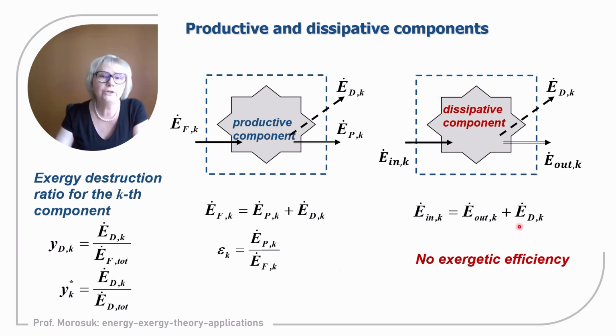Since there is no fuel, we can easily calculate exergy destruction as a difference between exergy in and exergy out. But for the exergy destruction ratio, we have these two equations. Regardless of whether it is a productive or dissipative component, these two variables can be calculated and of course will be included in the evaluation of the component and of the system.